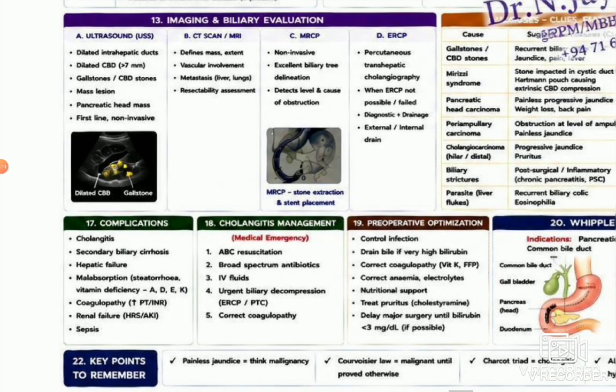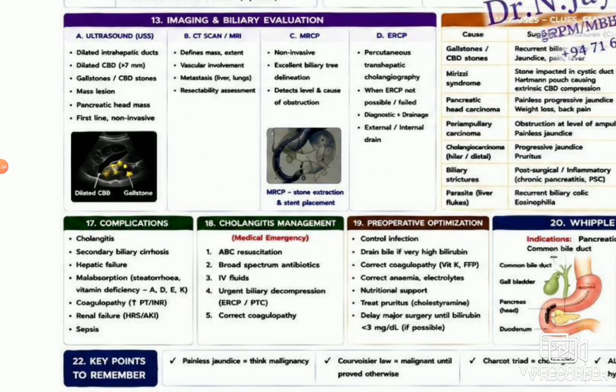The initial management starts with ABC resuscitation: airway, breathing and circulation. IV fluids. These patients are often septic and dehydrated, so aggressive IV fluid resuscitation is essential. Antibiotics. Start broad-spectrum IV antibiotics immediately because common organisms are enteric gram-negative bacteria like E. coli, Klebsiella, Enterococcus. Correct the coagulopathy. Remember, obstructive jaundice causes vitamin K deficiency, so the PT/INR may be prolonged. Correct the coagulopathy if procedures are planned.